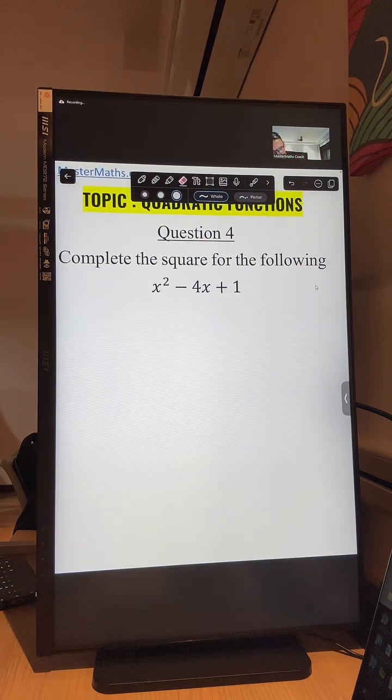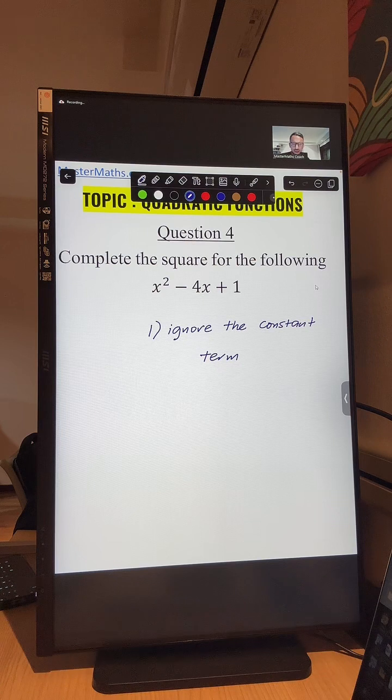Okay, step 1, guys. Step 1 is to ignore the constant term. I know it's a bit weird. How come the first thing I tell you all to do is to ignore the constant term? Because when you focus on the constant term, sometimes you end up making a mistake. So what is the constant term here? The constant term here is your 1. So we're going to ignore this constant term.